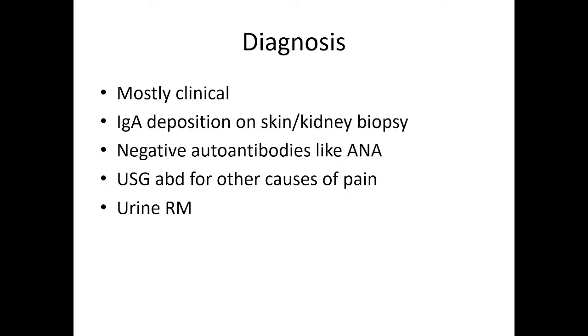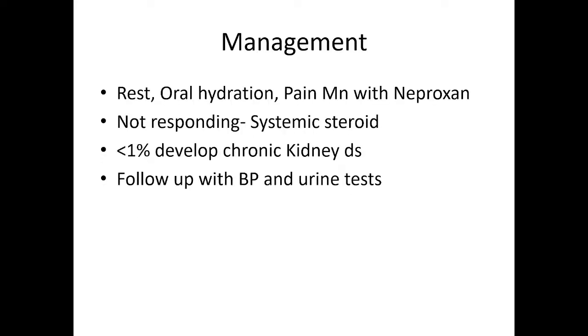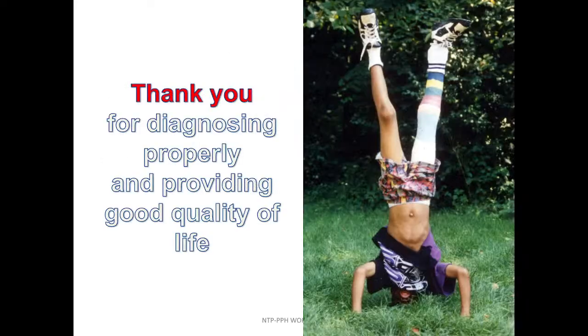Mostly clinical diagnosis. IgA deposition on skin or kidney biopsy can be documented, and negative autoantibodies like ANA. USG abdomen for other causes of pain abdomen can be done. Urine routine micro should be done. Management: rest, oral hydration, pain management with naproxen. If not responding, systemic steroid can be given. Less than 1% develop chronic kidney disease, follow up with BP and urine test. So basically treatment is steroid, otherwise supportive only. Thank you very much.